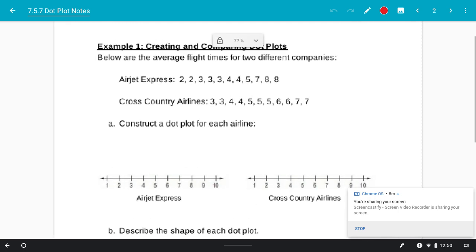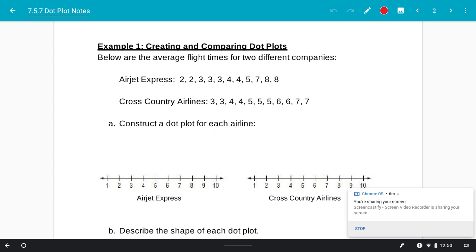Now, what we're going to look at today is really creating, comparing, and reading our dot plots. So the first thing we're going to do here is create and discuss some dot plots. So below are the average flight times for two different companies. So we have Airjet Express and our data, and then Cross Country Airlines and their data. And so we're talking about flight time, so how long the flight would be for each different company.